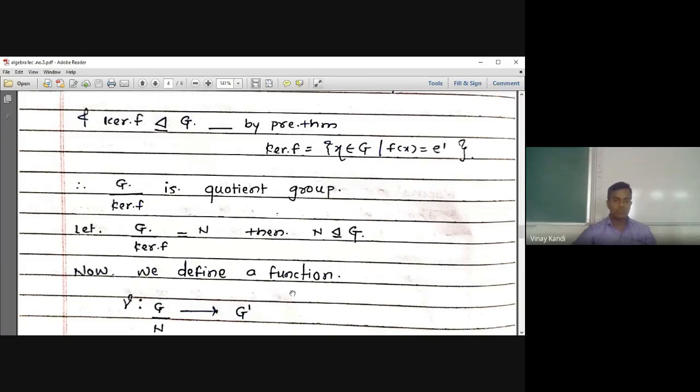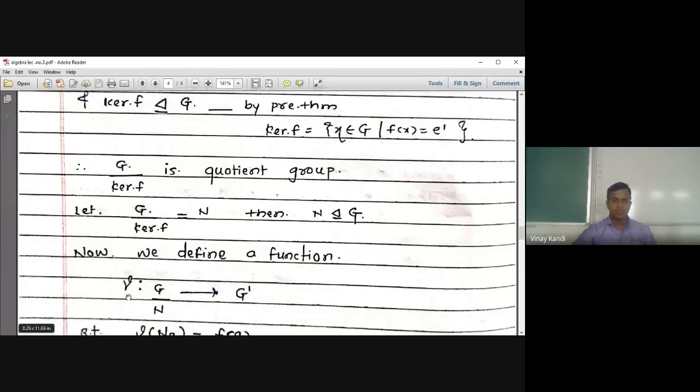Sorry, kernel of f is equal to n. Here the printing mistake is there. Let kernel of f be equal to n. Then n, that is, the kernel of f, is normal in G. Hence, we define a new function psi from G by n. Here n is equal to the kernel of f, not G by kernel of f.